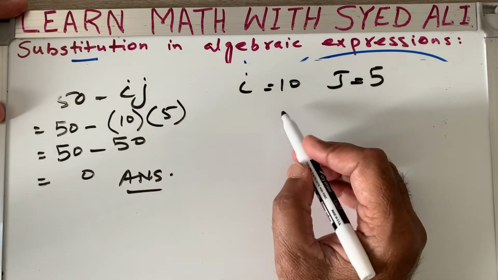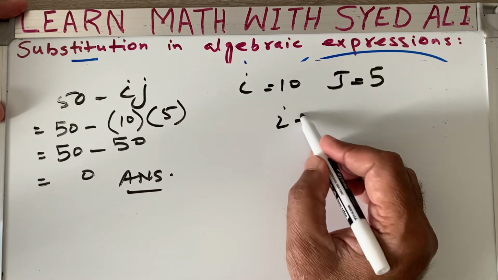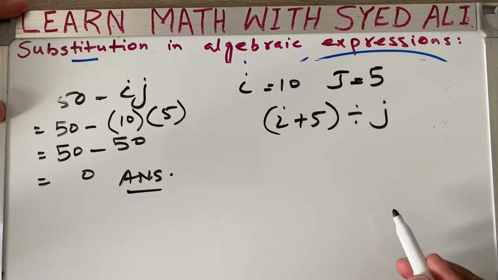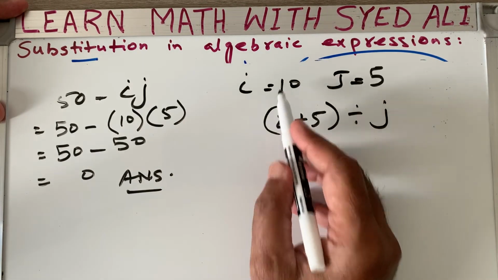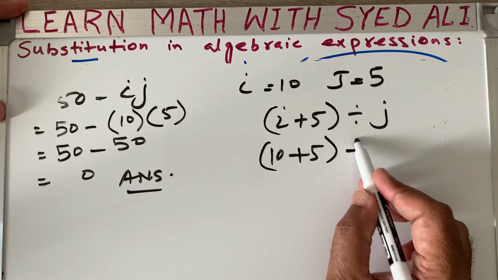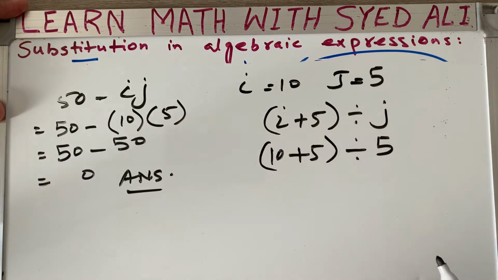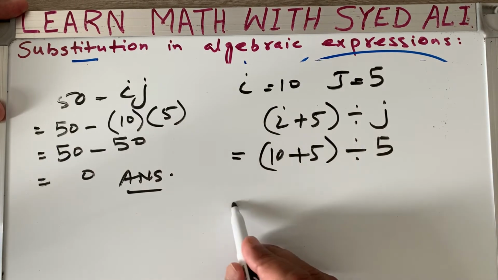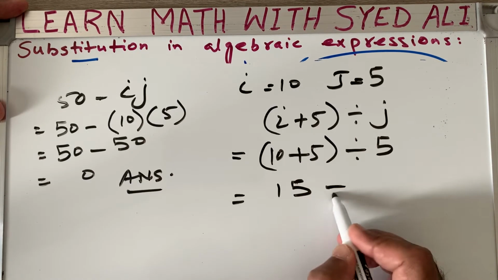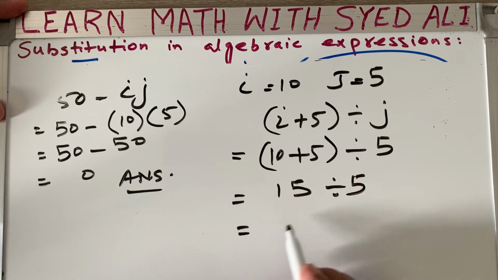If your expression is something like this, i plus 5 divided by j. What is the value of i? 10. 10 plus 5 divided by j. What is the value of j? 5. What do you need to do first? Bracket. 10 plus 5. What is 10 plus 5? 15. Very good. Divide by 5. What did you get? 3.